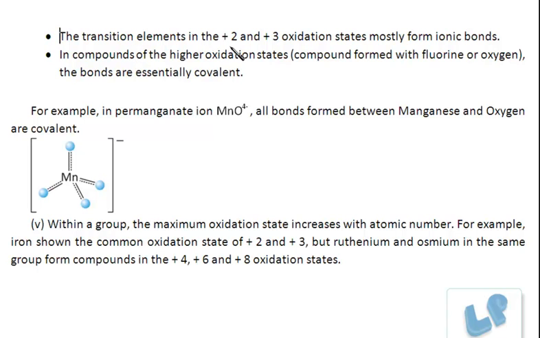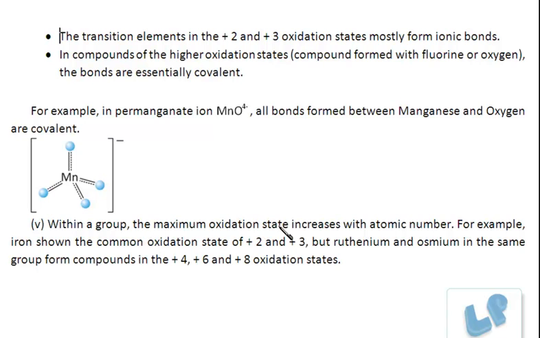The transition elements in the +2 and +3 oxidation states mostly form ionic bonds, right? Why are they forming ionic bonds? Because the oxidation state is less. And in the compounds of higher oxidation states, the compounds formed with fluorine or oxygen, the bonds are essentially covalent. Say for example in the permanganate ion, all the bonds between manganese and oxygen are covalent.